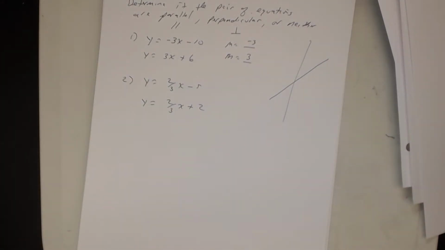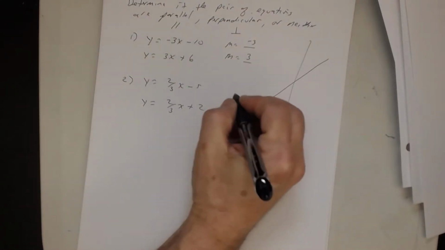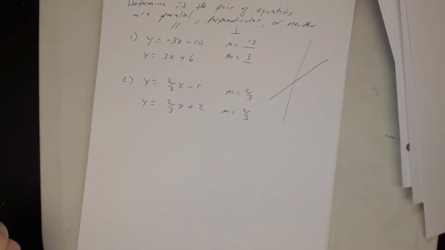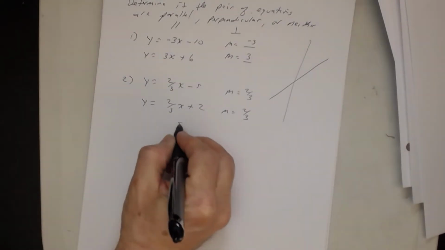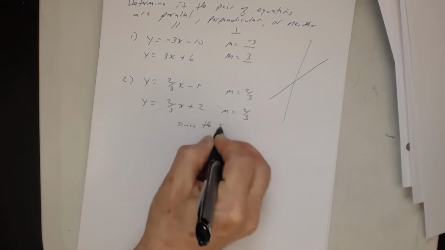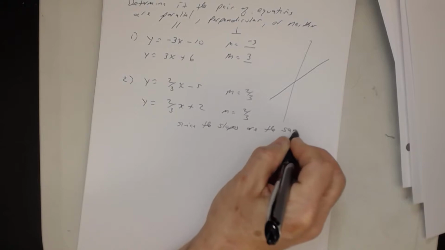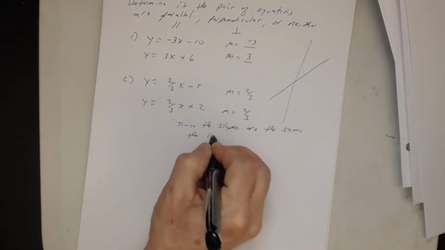All right. Now again, the easy kind is when y is by itself. So what form are these two equations in? Slope-intercept form. So you can tell me the slope of each one. What's the slope of the first one? What's the slope of the second one? What do you notice about their slopes? They're the same. So the lines are going to be parallel. Since the slopes are the same, the lines are parallel.